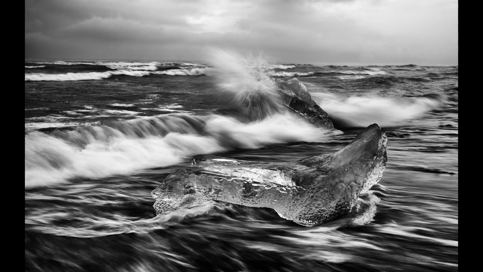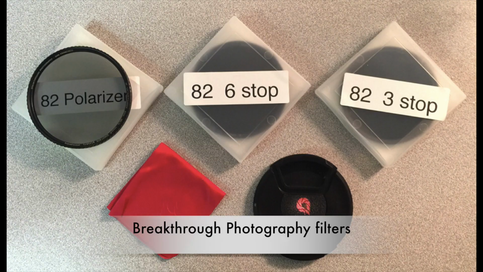But again, it was so bright out there, my shutter speed was over 1/100th of a second, which would not give me that beautifully blurred water. So with the ND filter, I was able to get a shutter speed of 1/6 of a second. Now, I recommend using Breakthrough Photography fixed ND filters.